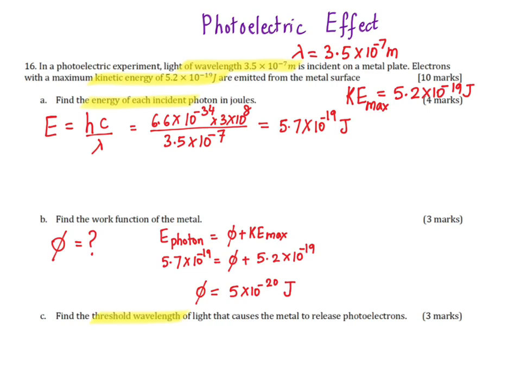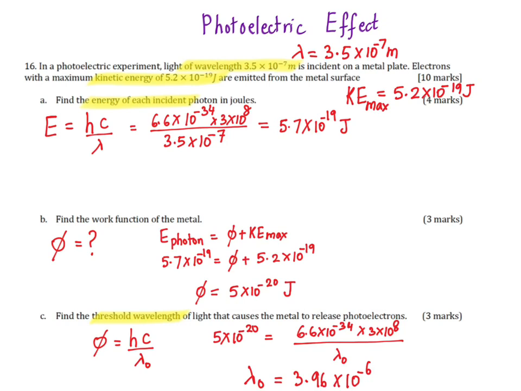Find the threshold wavelength. So we can use the formula for work function, that is hc over lambda 0, where lambda 0 is the threshold wavelength. Substitute the numbers and we get the answer as 3.96 times 10 to the negative 6, and the unit is meter.